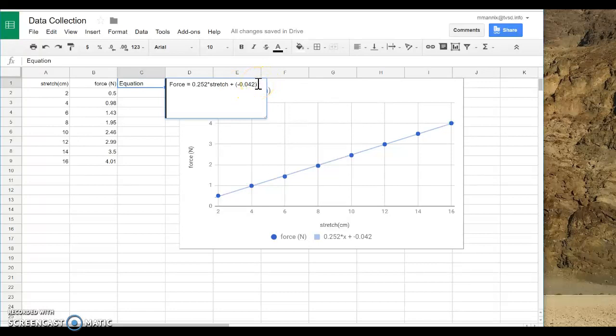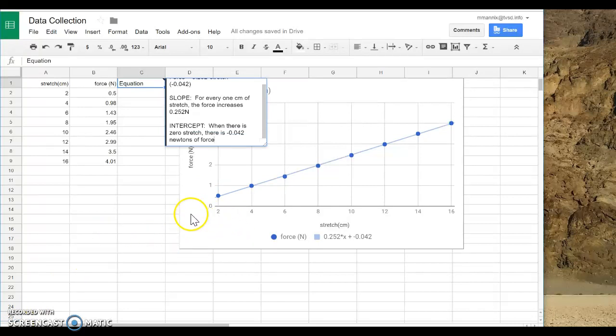Now, we still have to explain what those numbers mean. Those numbers have units on them. So the slope, let's write the meaning of the slope here. In this case, for every 1 centimeter of stretch, the force increases 0.252 newtons. So that's the meaning of the slope, and for the y-intercept I'll write a similar sentence to describe the meaning. And here is such a statement. When there is zero stretch, there is negative 0.042 newtons of force. That's the meaning of the y-intercept in this case.